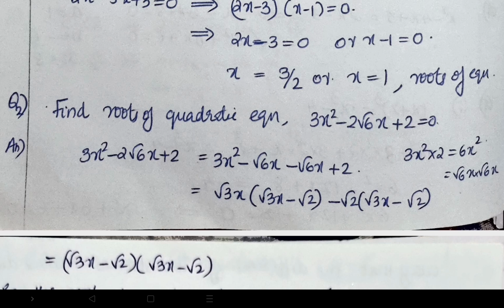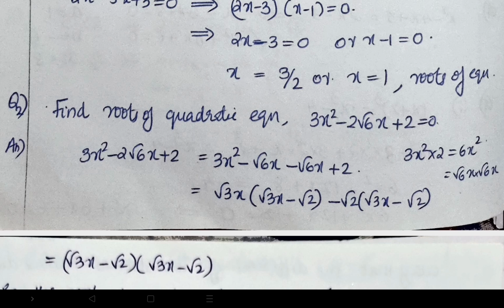Hence, we are getting two values, x equal to 3 by 2 or x equal to 1, as the roots of the equation. Now, find the roots of the quadratic equation 3x square minus 2 root x plus 2 equal to 0. Here you have to find this factorization using the splitting the middle term method.